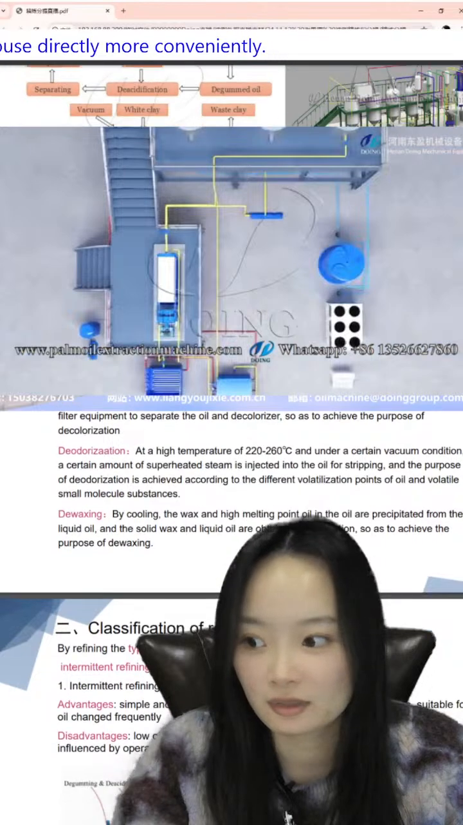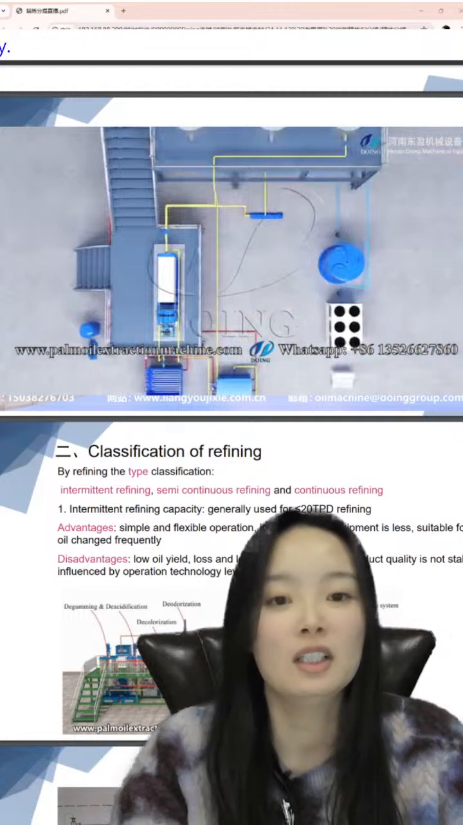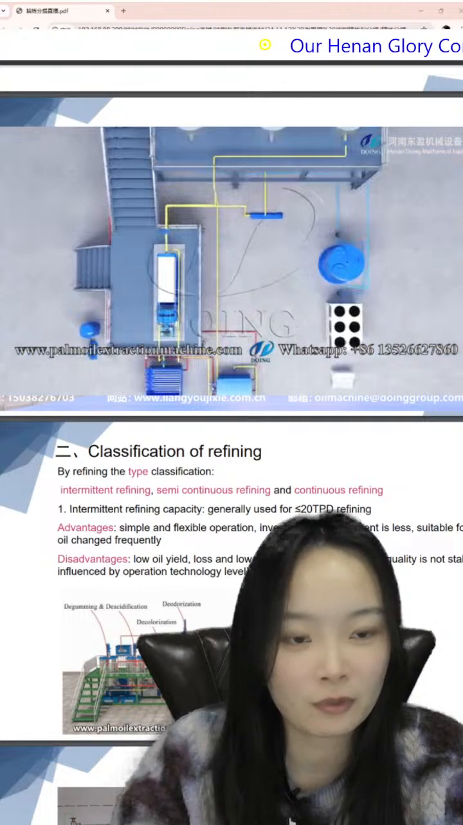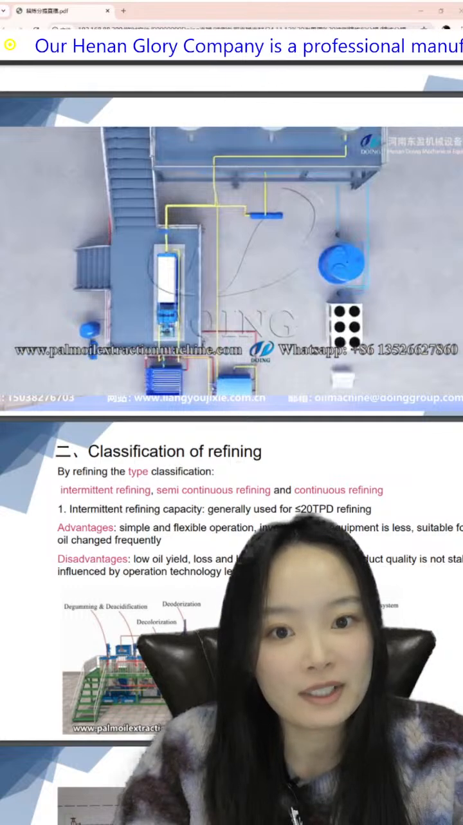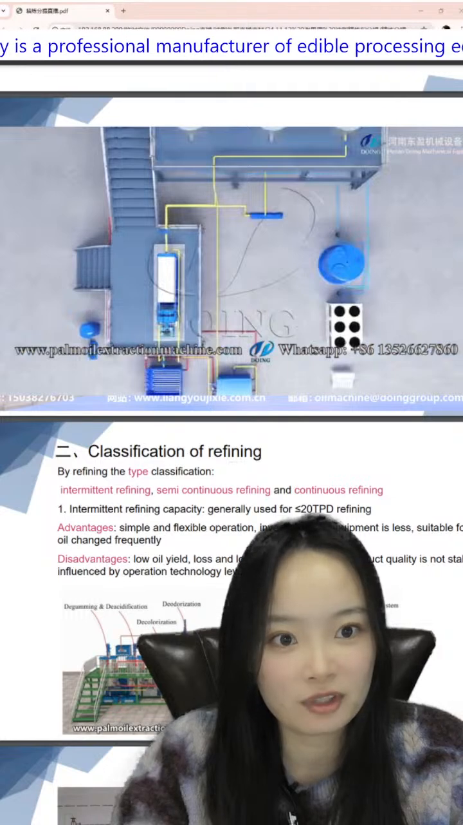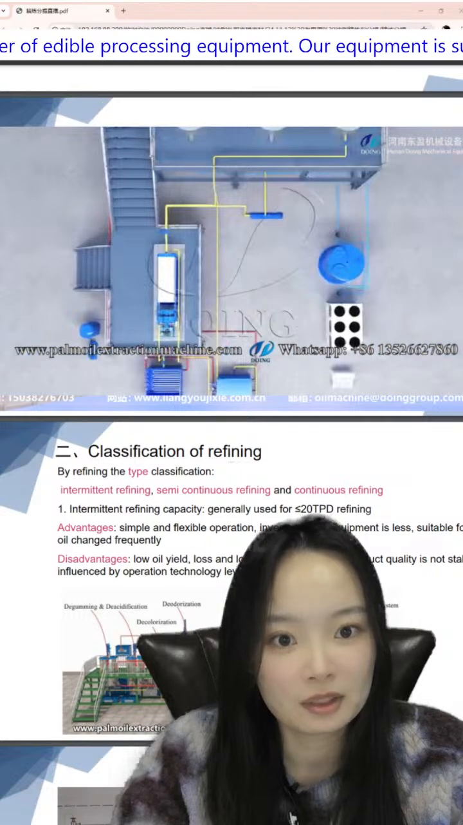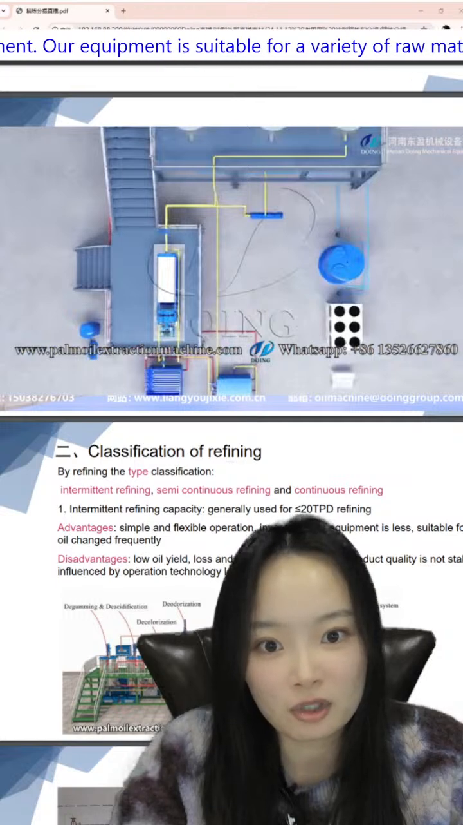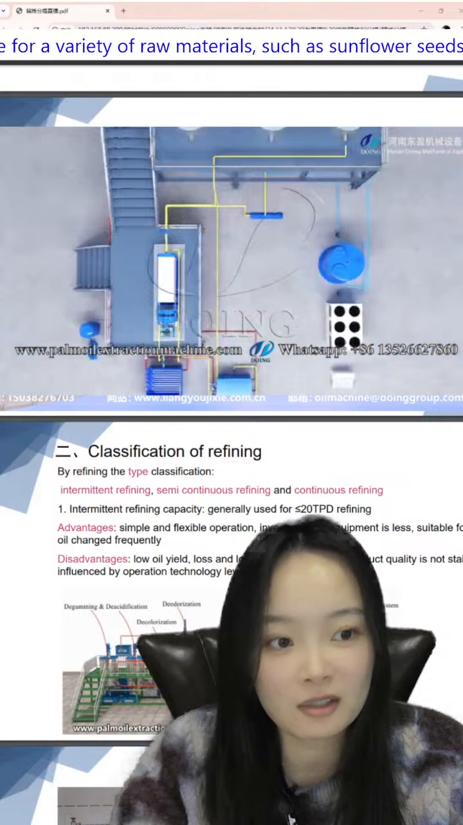Okay, next part is the classification of refining. This is very important. If you want to choose the appropriate refining for you, you need to listen to this. Usually, we have three standards to classify the refining. The first is about the type. We have three types: one is the intermittent refining, the semi-continuous refining, and then the continuous refining.